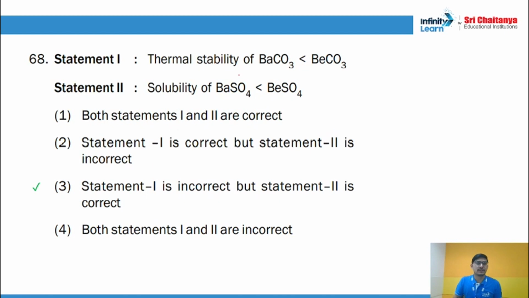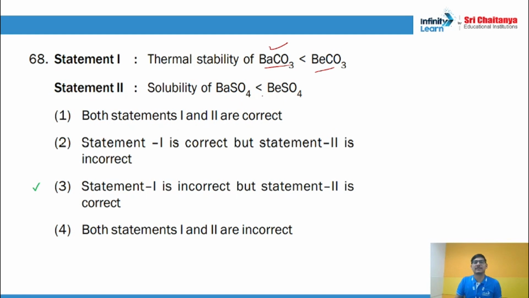We have to check the validity of these statements. Thermal stability of barium carbonate is less than beryllium carbonate. No, this is incorrect. Down the group, the stability of carbonates increases because the cation becomes larger in size, and now it is able to stabilize the carbonate ion. So the first statement is incorrect. Actually, barium carbonate is more stable.